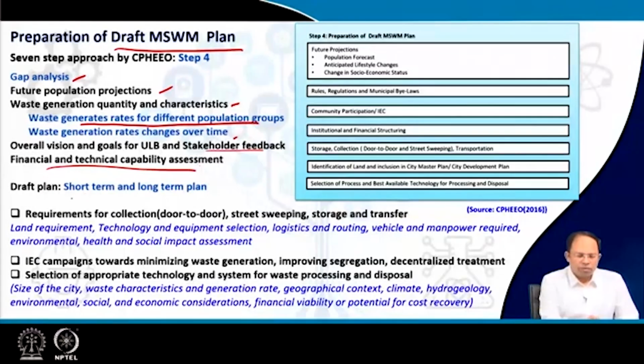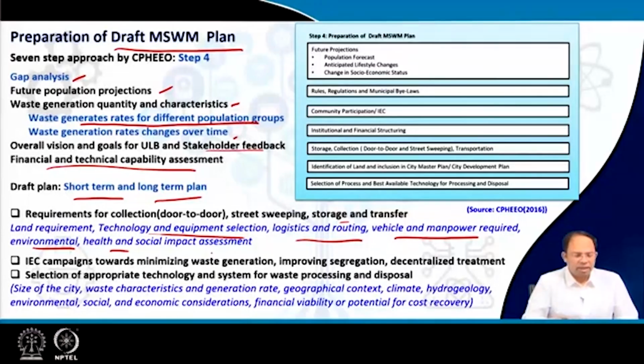So we can go for a short-term plan or a long-term plan. We have discussed that a short-term plan is for around 5 years, whereas long-term plans could be for 25 years. And we need to determine requirements for collection, door-to-door collection, street sweeping, storage, and transfer. So land requirement, technology and equipment selection, logistics and routing of vehicles and manpower required, and environmental, health, and social impacts for this kind of plan. Then IEC campaigns towards minimizing waste generation, improving segregation and decentralized treatment. Selection of appropriate technology and system for waste processing.